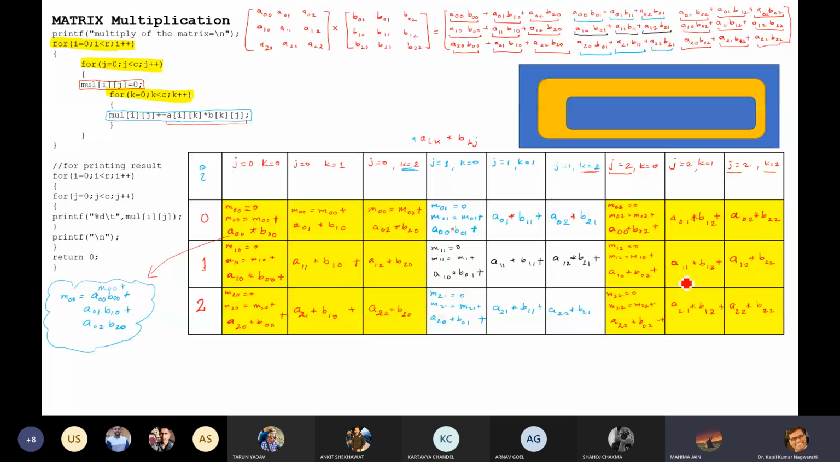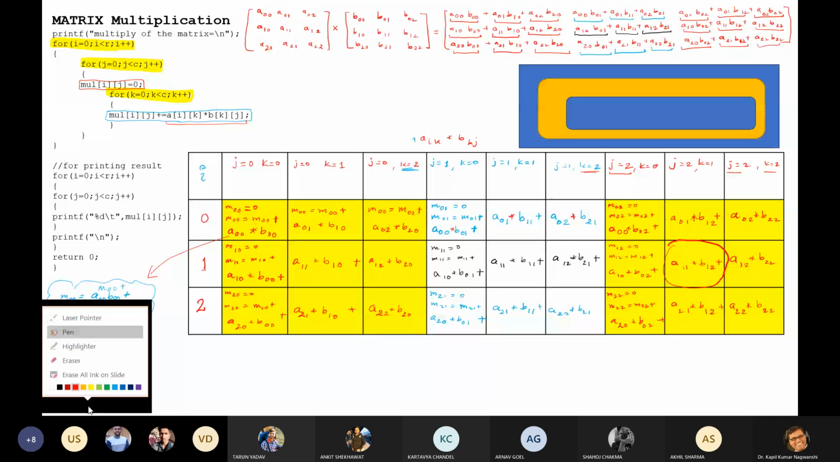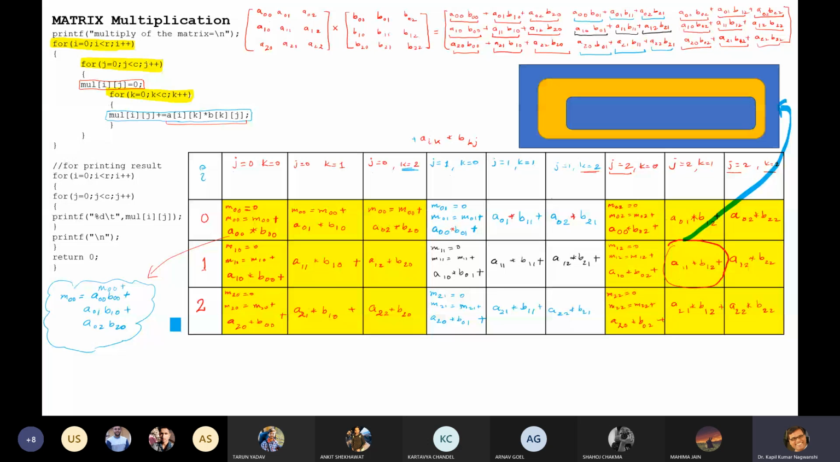Now I'm going to show you this particular portion. How do we solve this portion? So this is our loop, and let me highlight it with some other color. Okay. So now I'm going to explain how this will come.